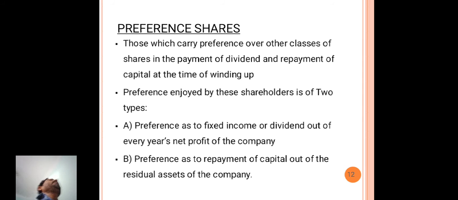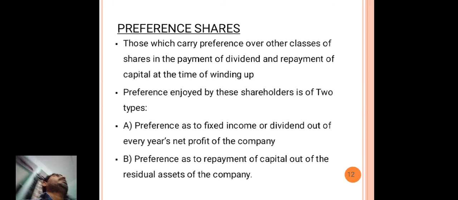Number one, preference as to fixed income or dividend out of every year's net profit. So the preference shareholders get a fixed amount or fixed rate of dividend from the net profits of the company every year. So here we can say the rate of dividend is fixed, and first priority will be given to the preference shareholder.